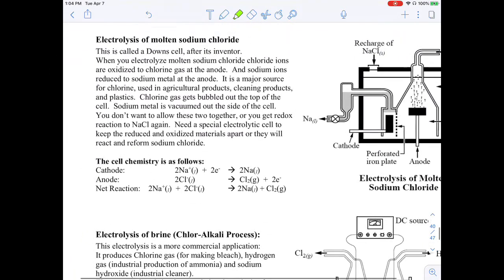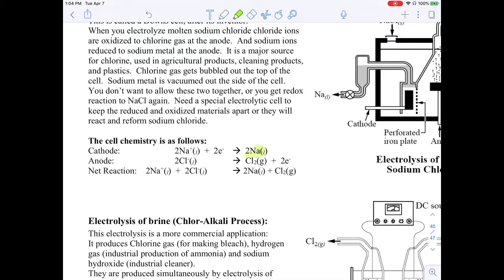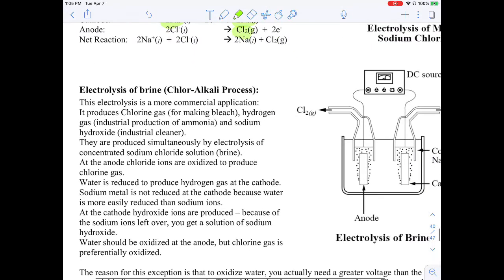When we had molten sodium chloride, that was where we had the sodium chloride in a liquefied form. We had pure sodium ion liquid and chloride ion liquid. And so what we end up getting is we can produce pure sodium and chlorine because we have no water to compete with the sodium ion, which is an extremely weak oxidizing agent.